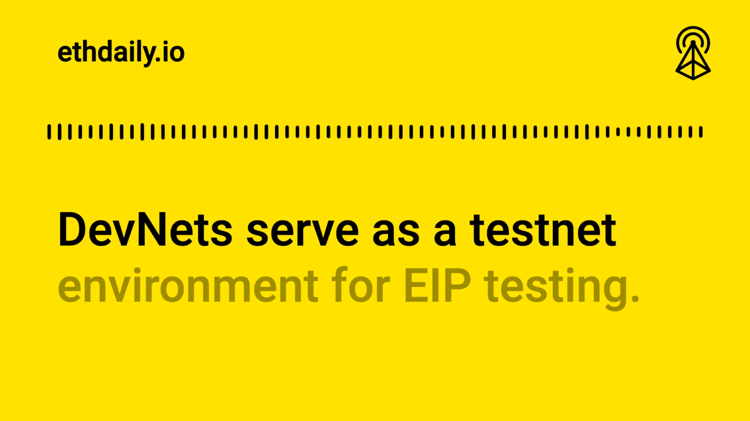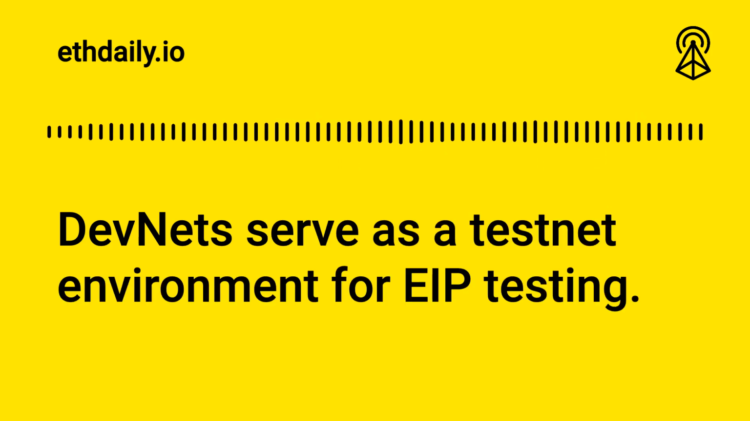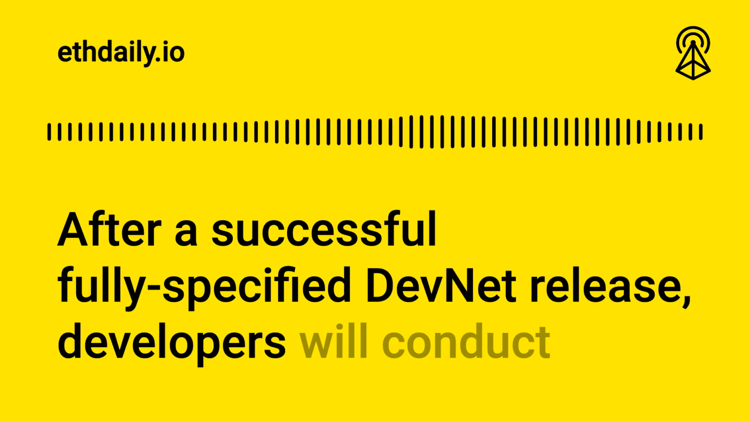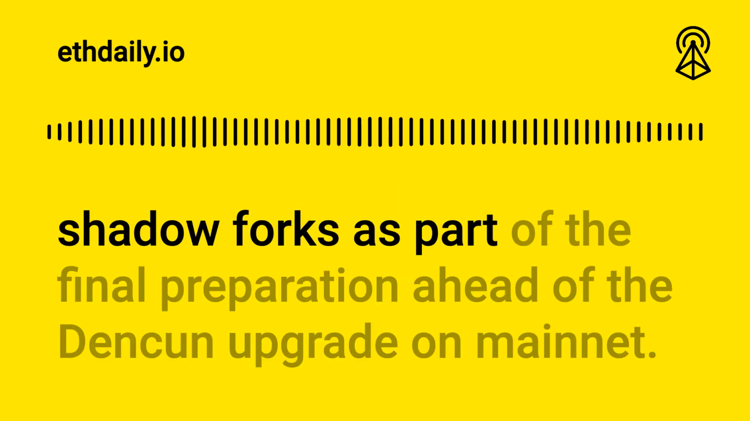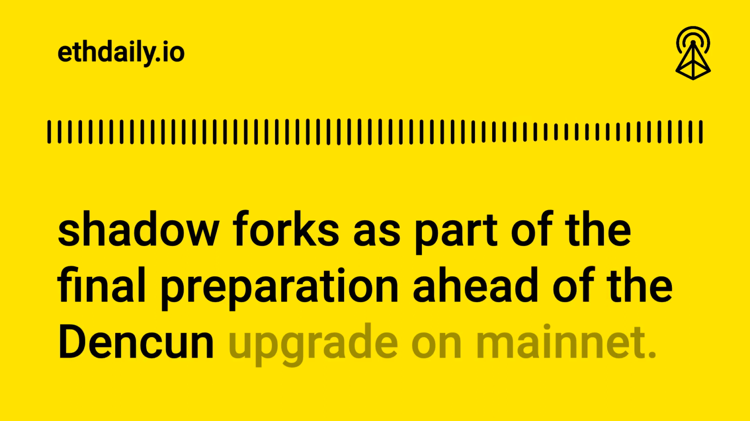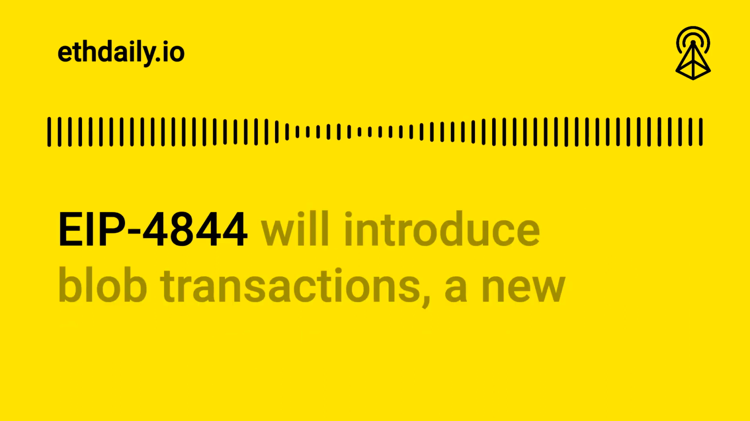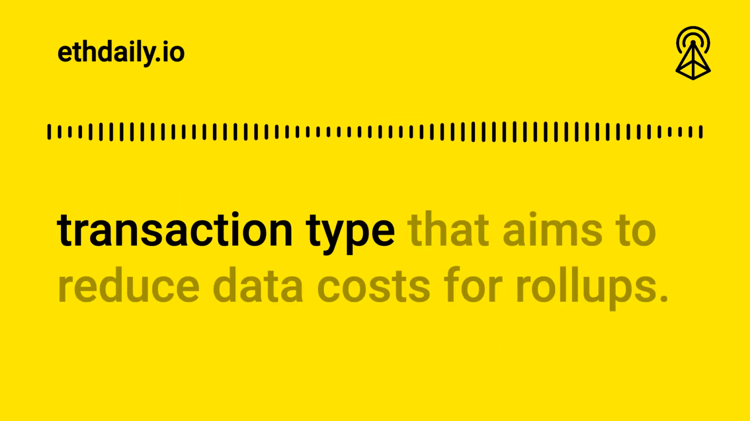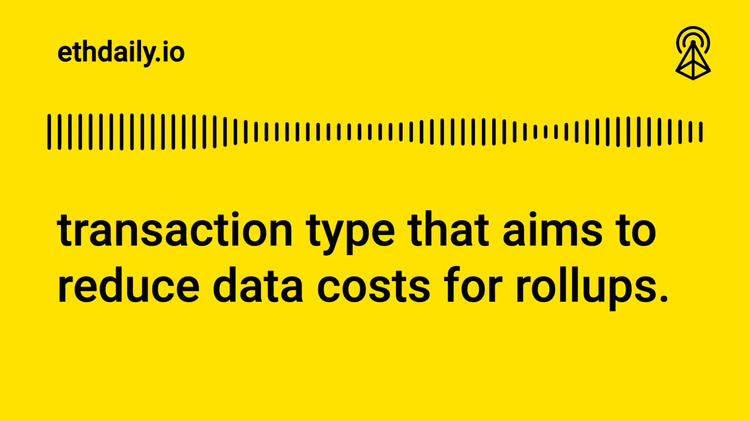Devnets serve as a testnet environment for EIP testing. After a successful, fully specified devnet release, developers will conduct shadow forks as part of the final preparation ahead of the Deneb upgrade on mainnet. EIP 4844 will introduce blob transactions, a new transaction type that aims to reduce data costs for rollups.